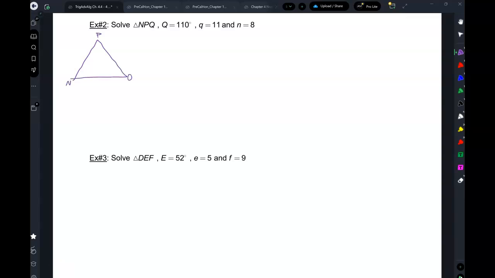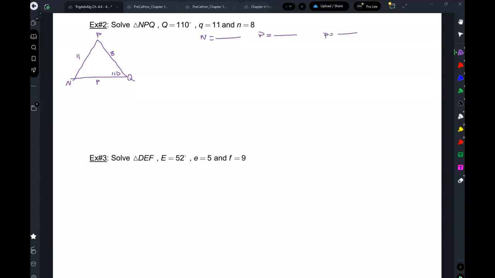Label them. You can label it in any orientation, NPQ. Angle Q is 110. Little q is 11. And little n is 8. So I need to find capital N, capital P, and this is little p.